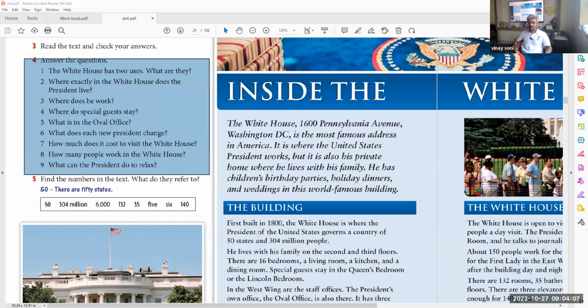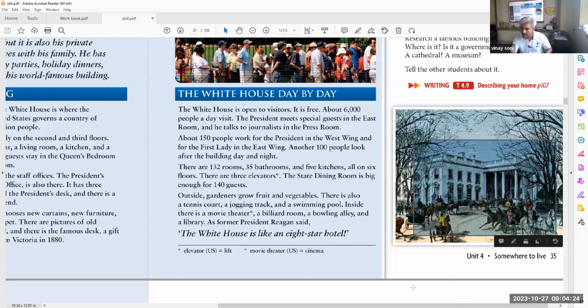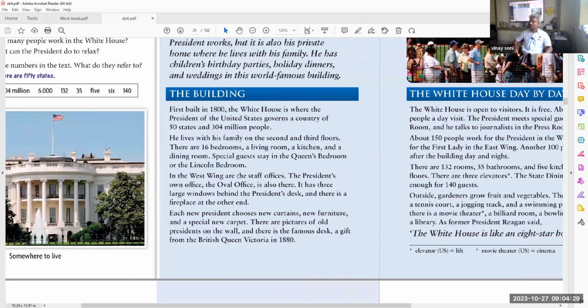The building. First built in 1800. You can see the old picture here. This is from the 1800s. This building, first built in 1800. पहली बार कब बना था? 1800 में. So it is 223 years old. First built in 1800. पहली बार कब बना?